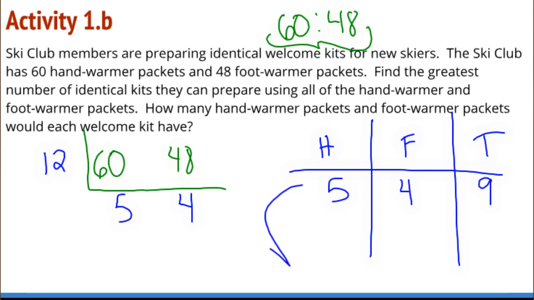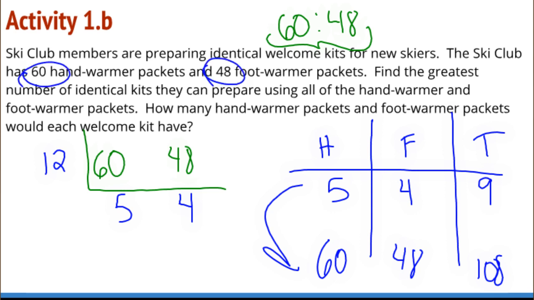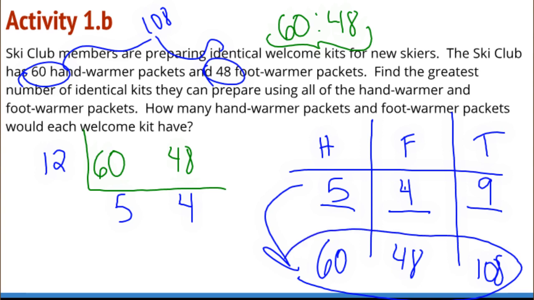If I scale these all up by 12, 9 times 12 is 108. 60 plus 48 is 108. I can see that in each of my packets, I will have 5 hand warmers, 4 foot warmers, and a total of 9 warmers. And if I were to scale this up using up all of my materials, I would have a total of 12 kits.